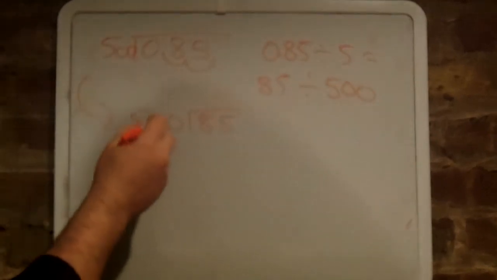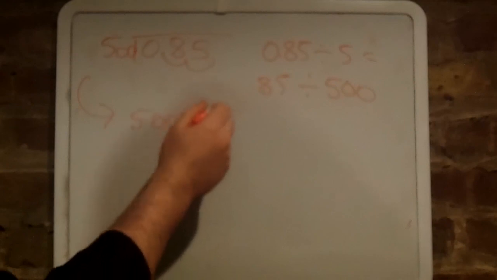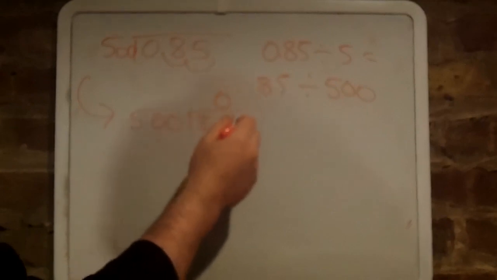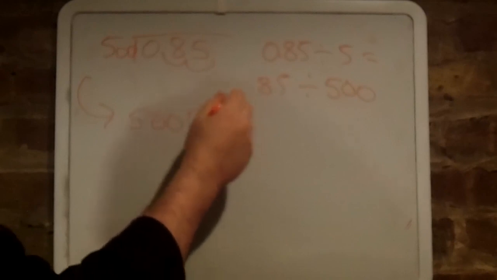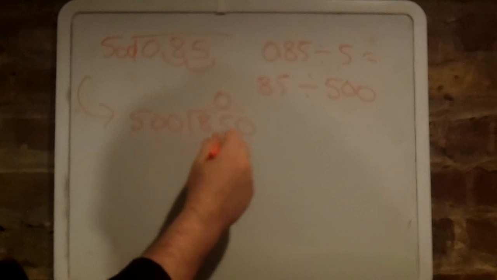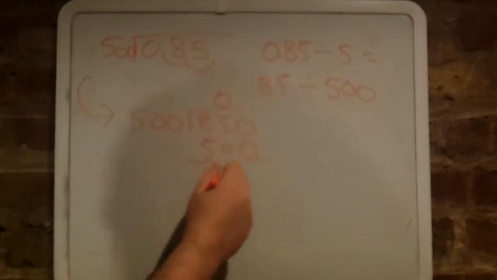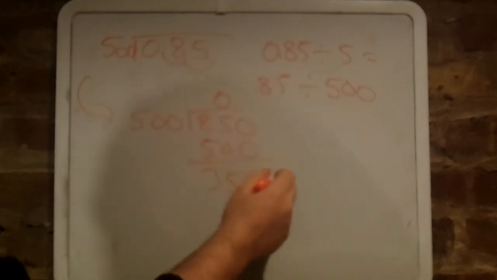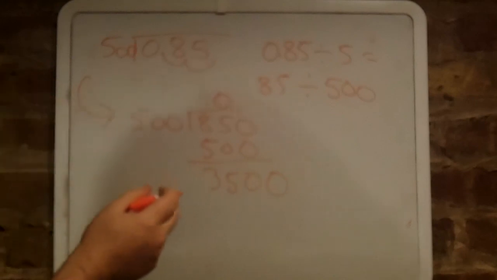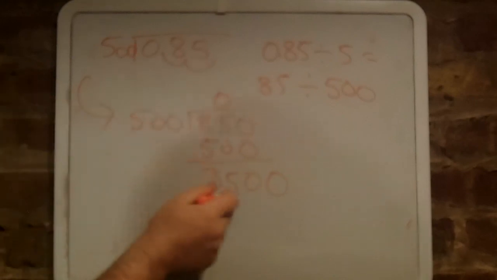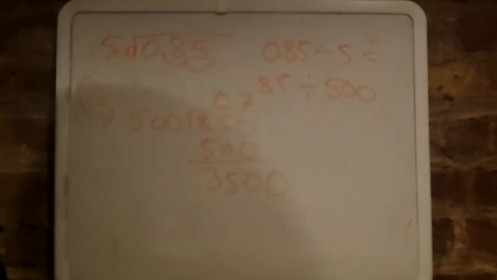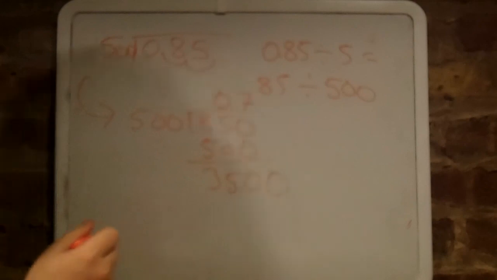Okay, so 500 won't go into 8, it won't go into 85, it does go into 850, so we put our decimal point there, so it goes into 850 once. This leaves us 350, bring down a 0, so 500 goes into 3500 7 times, so our answer is 0.7.